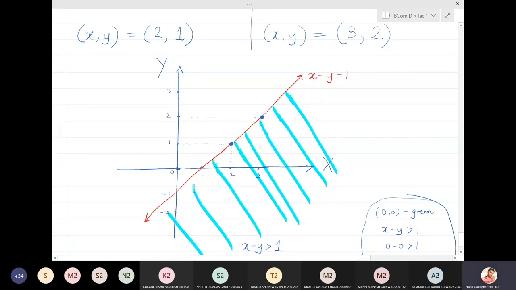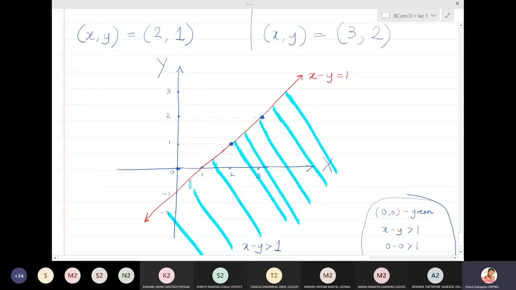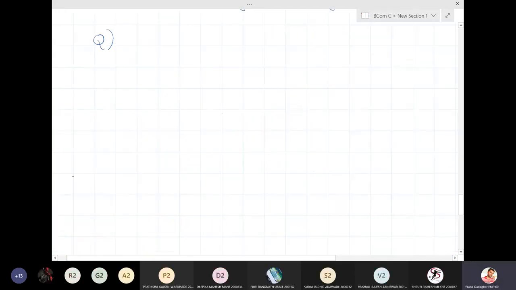Earlier it was greater than, so I was very far away from the line. I was not touching the line, and now you can even touch the line. This question, what we will do is we will take two inequalities together.